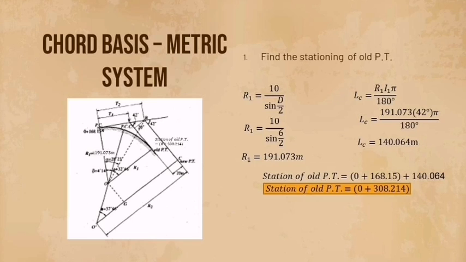So find the stationing of old PT. Again, if we are using a different system, we are using a different formula to get the radius, which is the radius 1 equals 10 over sin degree over 2.